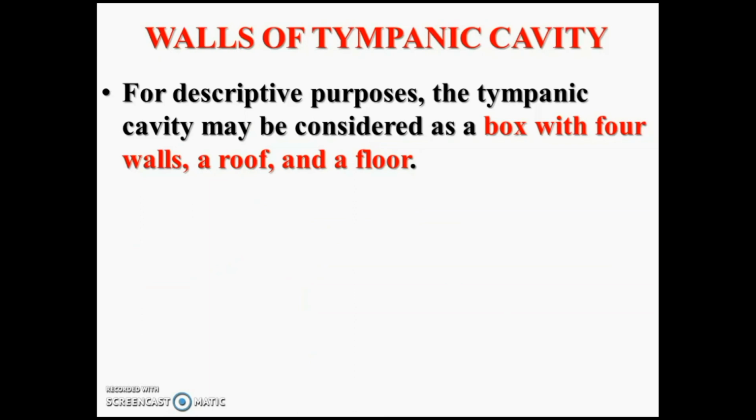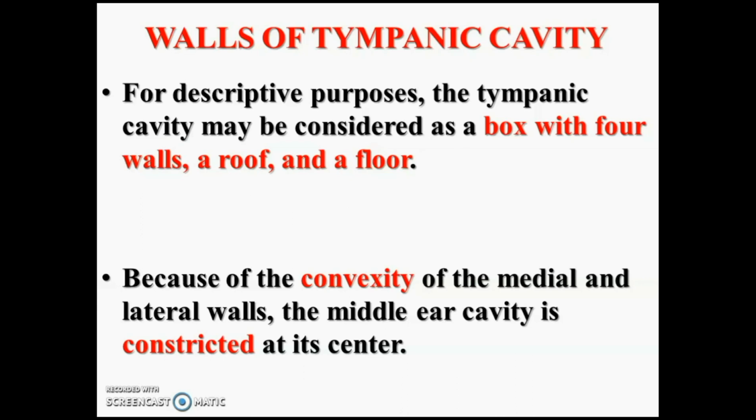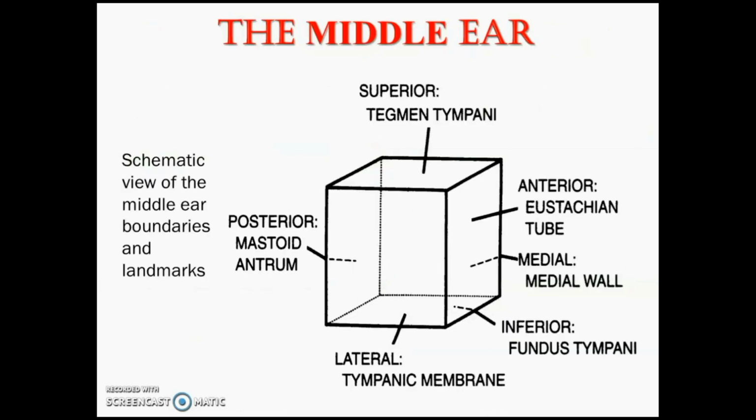For descriptive purposes, the tympanic cavity is considered as a box with four walls, a roof and a floor, so totally six walls. Because of the convexity of the medial and lateral walls, the middle ear cavity is constricted at its center, that is the mesotympanum part. Remember, only for schematic representation it is considered as a box, but it is not at all like a box. It is a very small hollow cavity with peculiar features in each wall.